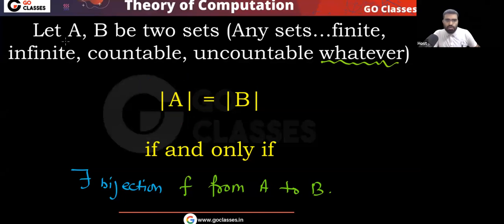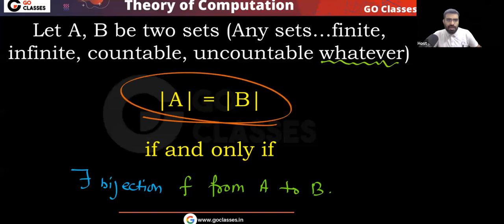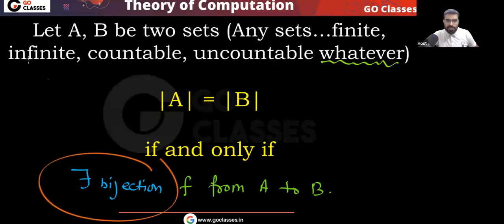When can you say two sets have the same cardinality? Remember, these two sets can be finite, infinite, countable, uncountable, whatever. So for any two sets you take, they have the same cardinality if and only if there exists a bijection between A and B. So this is the definition.